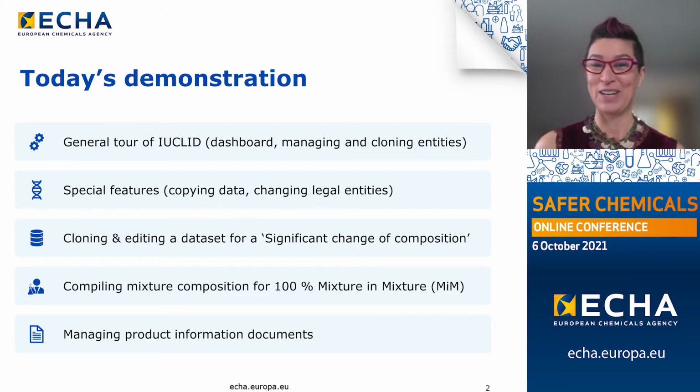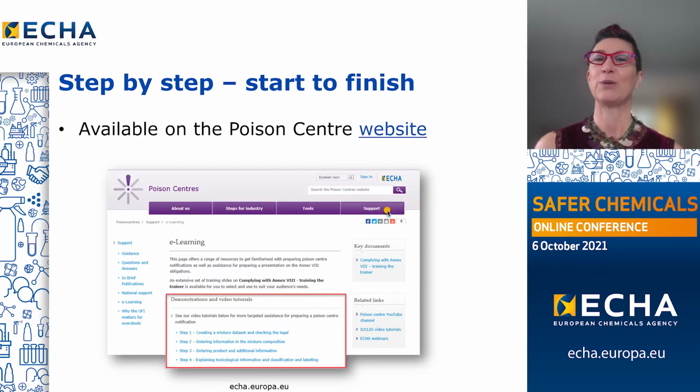Also, we do get quite many questions about how to compile a mixture composition document when preparing a notification for a 100% mixture in mixture. And finally, I want to show how easy it is to manage product information documents. For example, if you have multiple sets of product information for one specific mixture. So as you can see, my demonstration today isn't a step-by-step from start to finish. I've already done that, and you can see my video tutorials on the Poison Centre website.